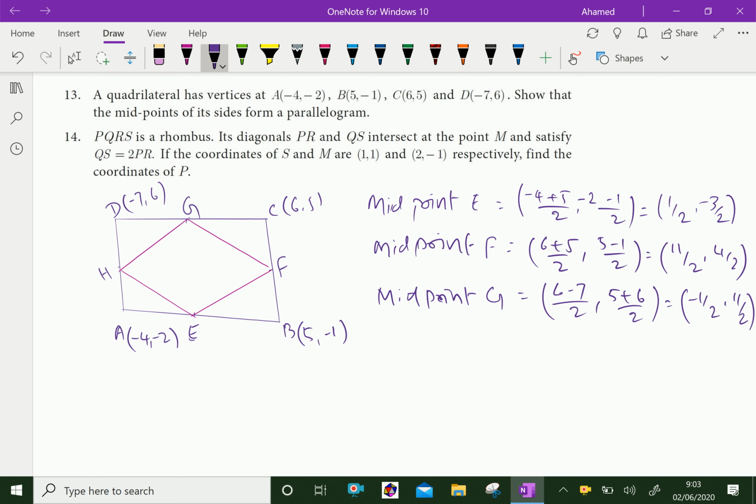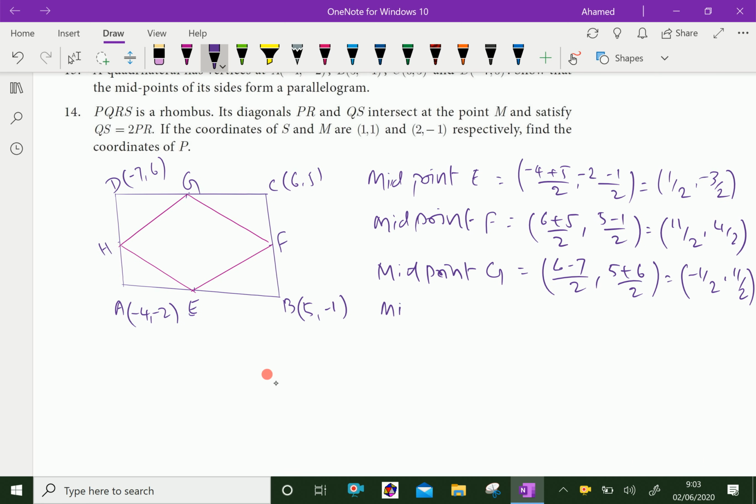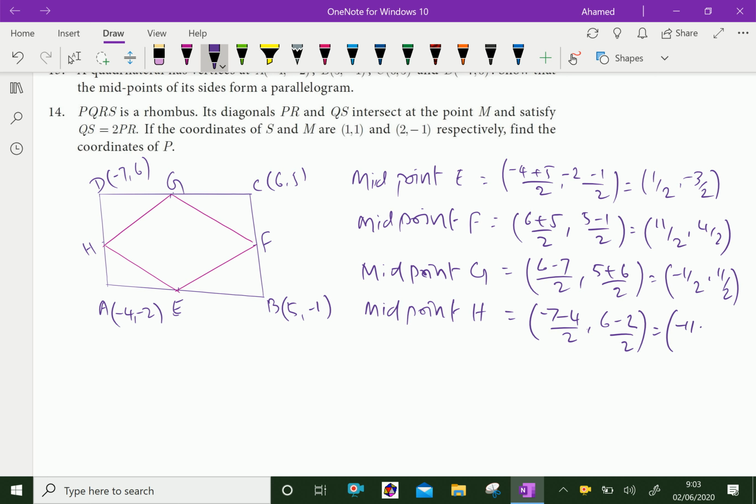Midpoint H is (-7 - 4)/2 and (6 - 2)/2, which is minus 11/2 and 4/2. These are the midpoints. Now we got it. Now we'll find the slopes.